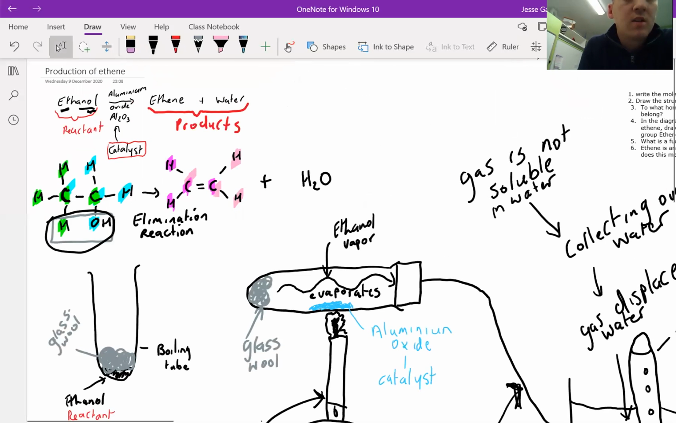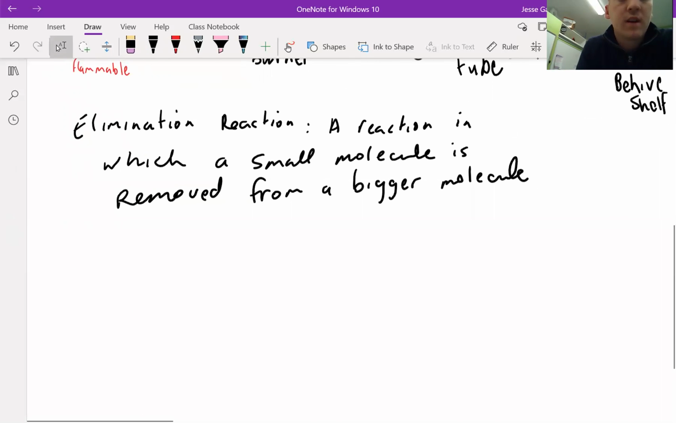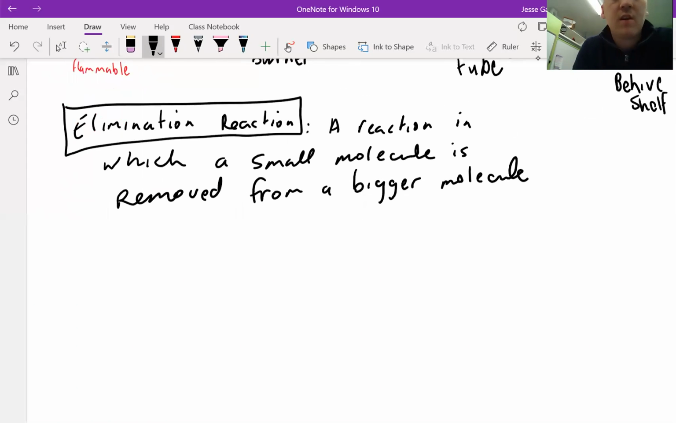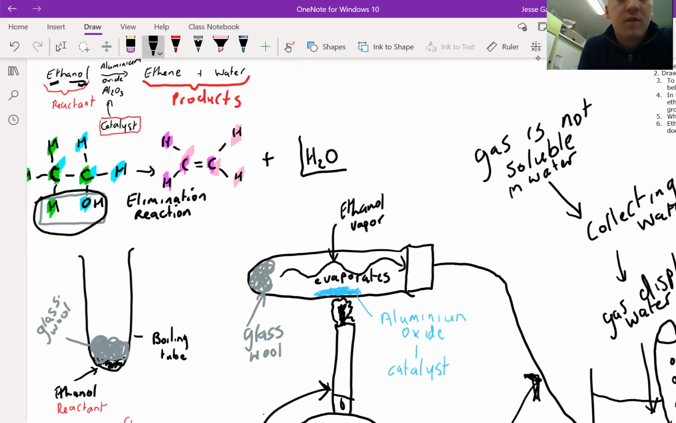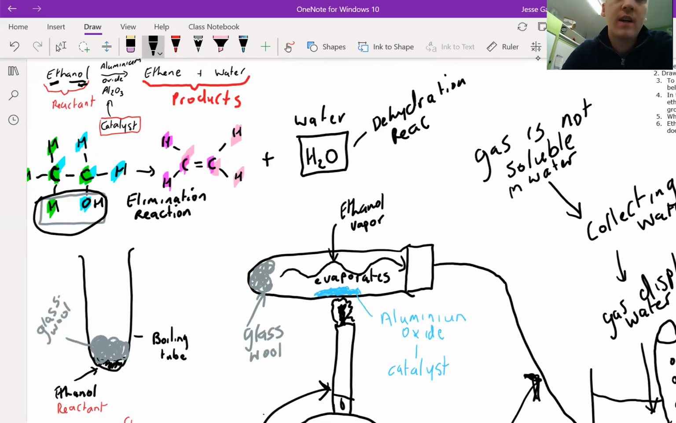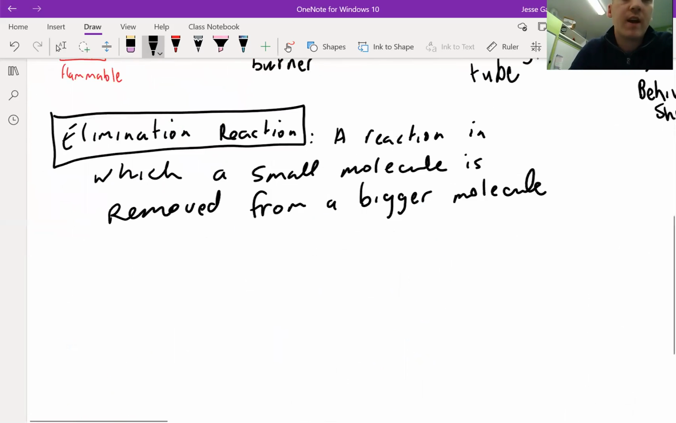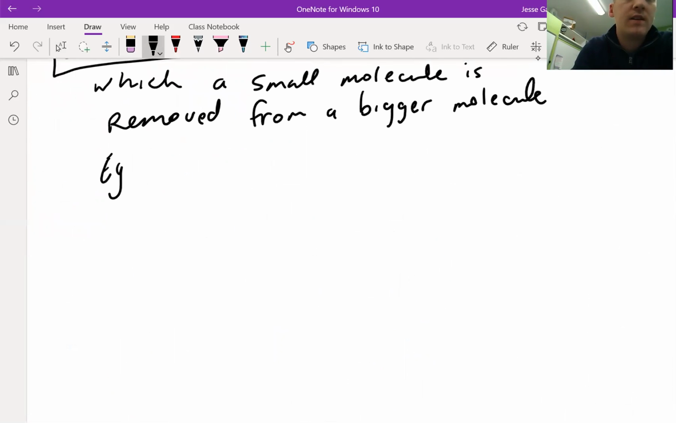If you want to write that down, you can pause it now. Write down what an elimination reaction is. Pause the video. Okay. Now, the particular molecule that's been removed in this reaction is a water molecule. So this is a specific type of elimination reaction. And because water has been removed, we can call it a dehydration reaction. If you remove water from your body, you get dehydrated. So dehydration reaction is an example of an elimination reaction. Example is dehydration.